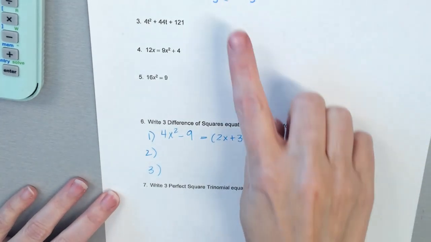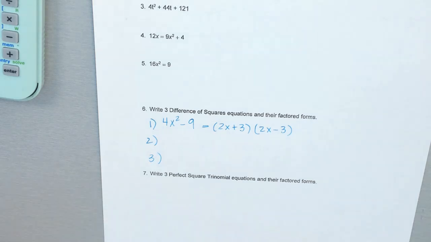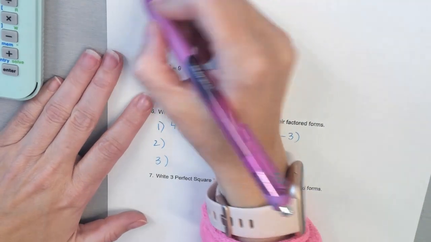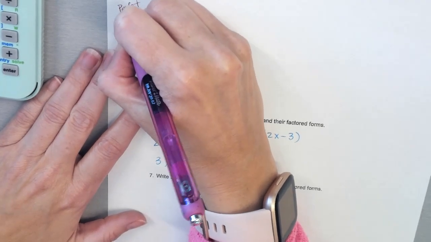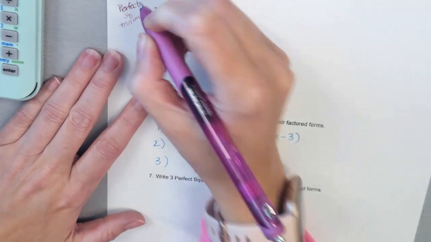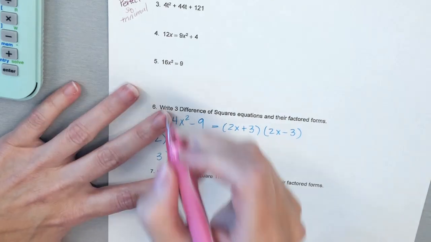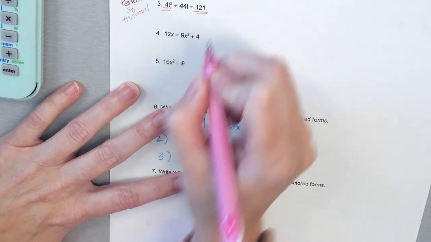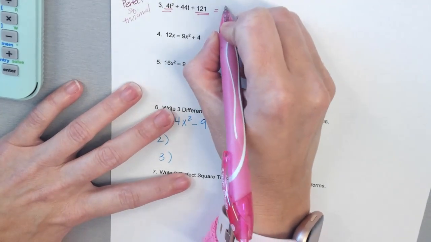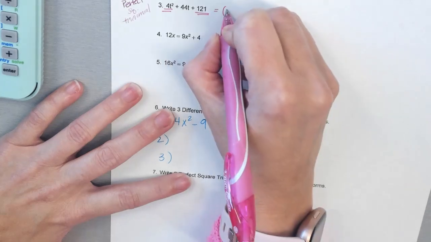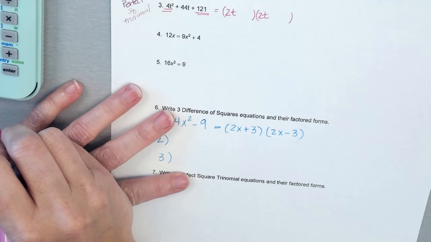All right, and then if you haven't done number 3 yet, can you try that? That is going to be a perfect square trinomial. We'll go over this together, and then I'll give you some time to write the other ones down. So in a perfect square trinomial, it starts with a perfect square and ends with a perfect square. The square root of 4t squared is what? 2 what? T. So it's 2t and 2t. And then the square root of 121, 11.